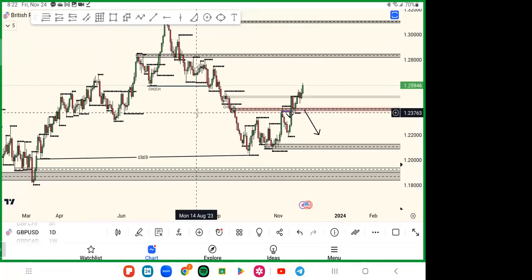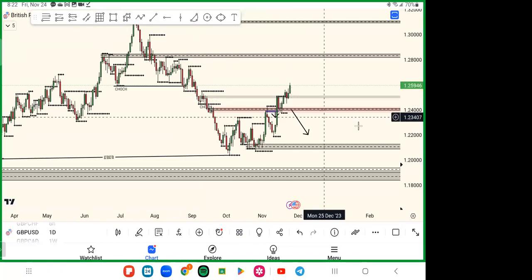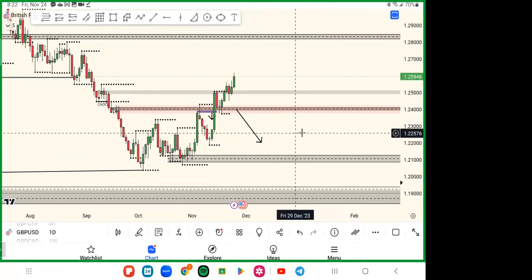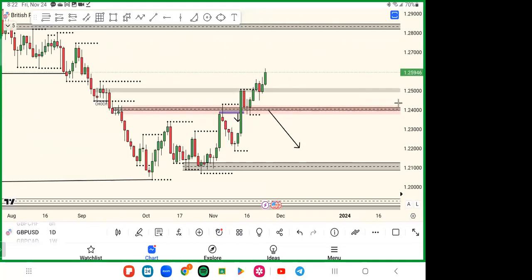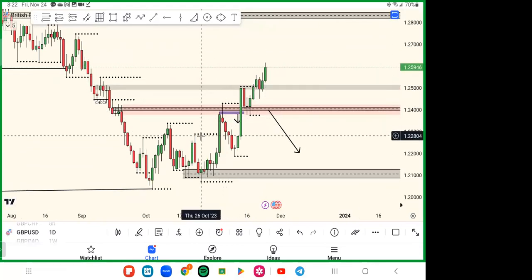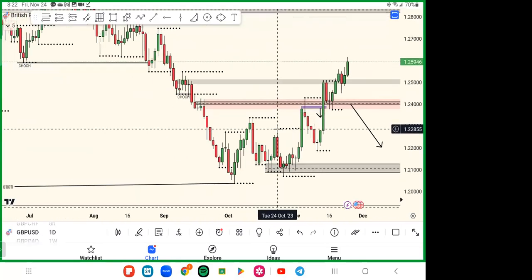As you can see, the markups are just there chilling. We're getting some respect off a couple of these. I really don't trade GBP USD as much as I used to. A year ago, I used to trade this thing a lot. But look, you can even see.